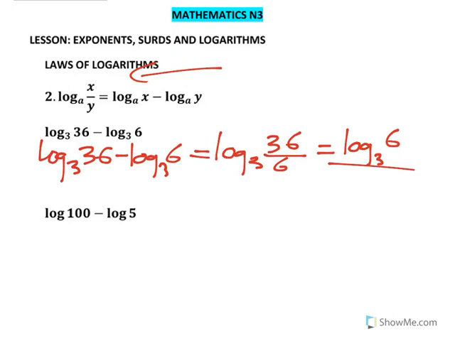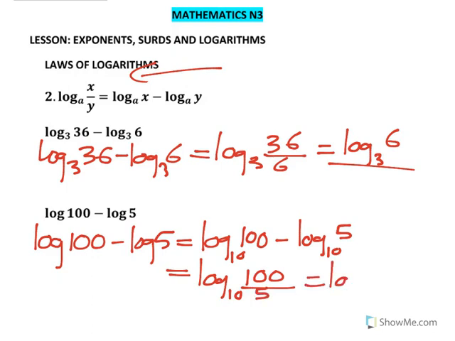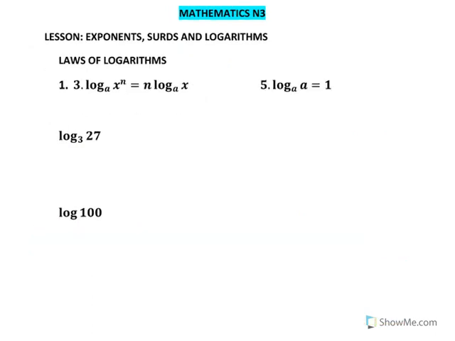Another one, log 100 minus log 5. If they just say log 100 minus log 5, the assumption is that it is log base 10. So this is the same as writing log base 10 of 100 minus log base 10 of 5. Because of subtraction, it will be log base 10 of 100 over 5, which is equal to log base 10 of 20, or you can simply write it as log 20, because by leaving out the base we know that automatically it is a 10.